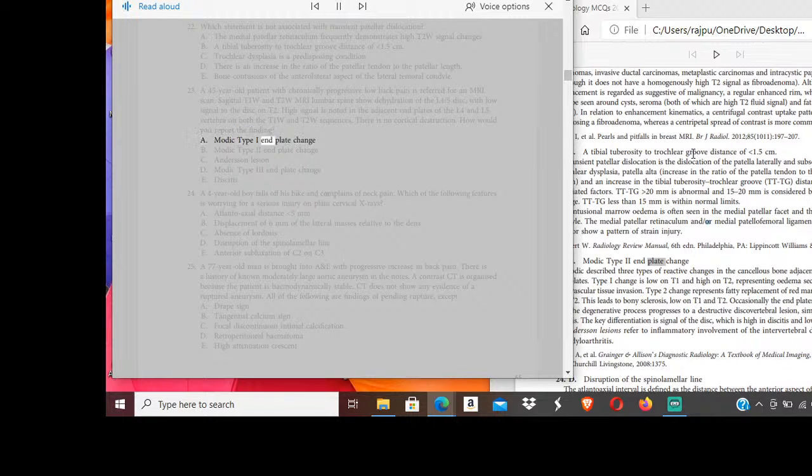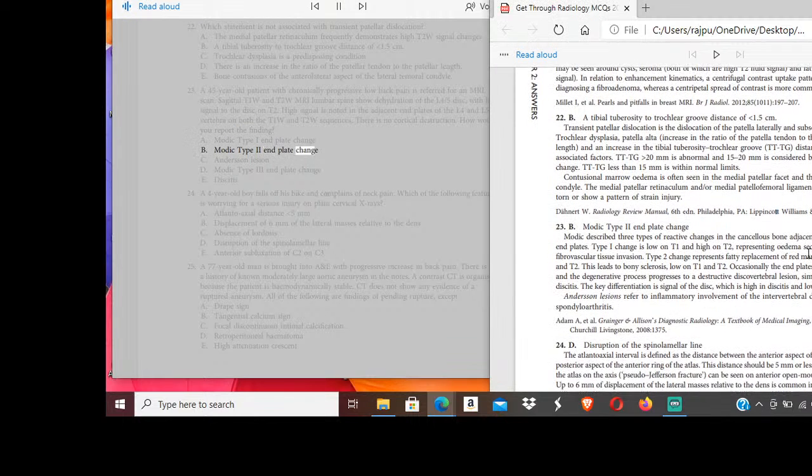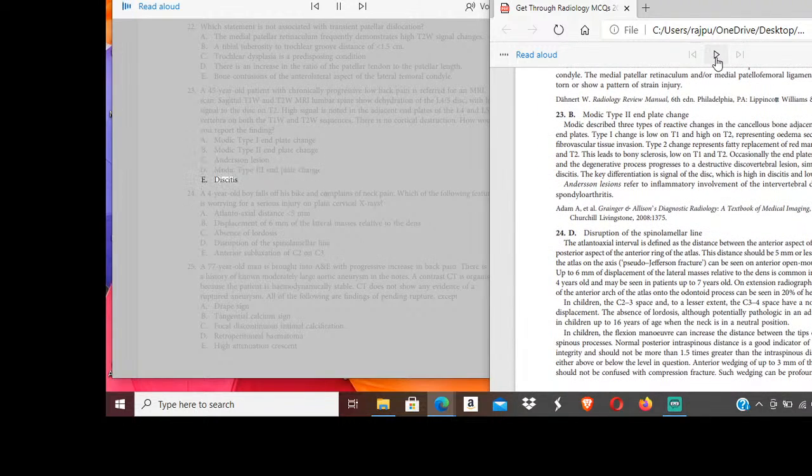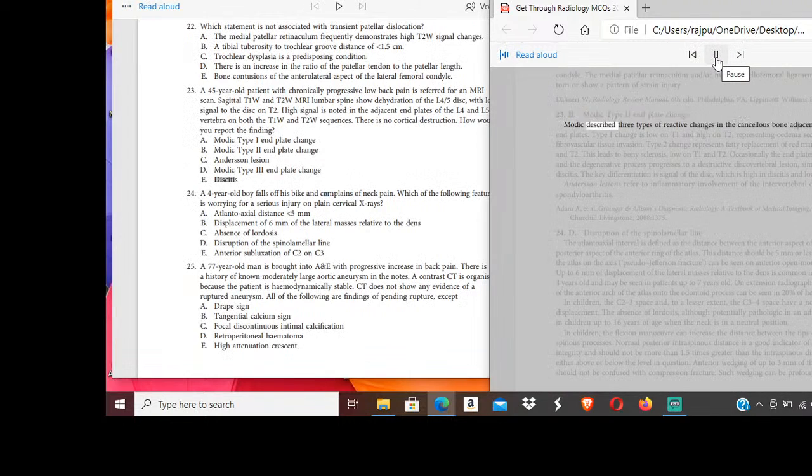A. Modic type 1 end plate change. B. Modic type 2 end plate change. C. Andersson lesion. D. Modic type 3 end plate change. E. Discitis. Modic described 3 types of reactive changes in the cancellous bone adjacent to the vertebral end plates. Type 1 change is low on T1 and high on T2, representing edema secondary to acute fibrovascular tissue invasion. Type 2 change represents fatty replacement of red marrow, bright on T1 and T2.